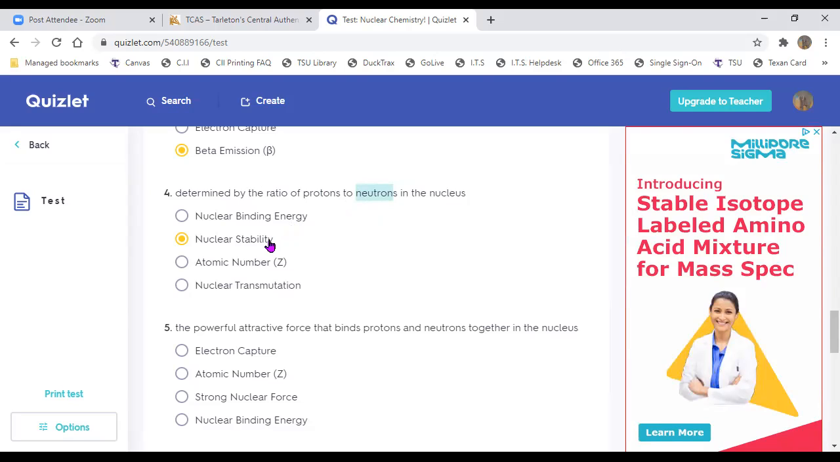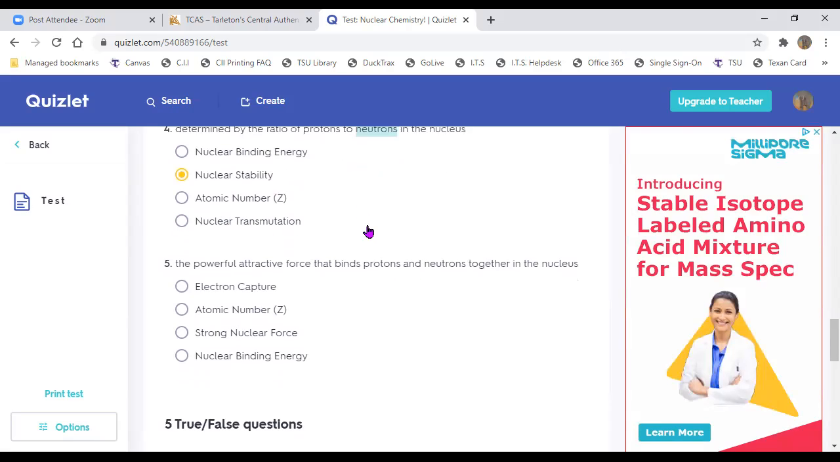And if it's radioactive, that means it's going to be less stable. So you can kind of see as the number of neutrons increase related to the protons, which changes the ratio, it gets less stable. So that's where the term nuclear stability comes from.